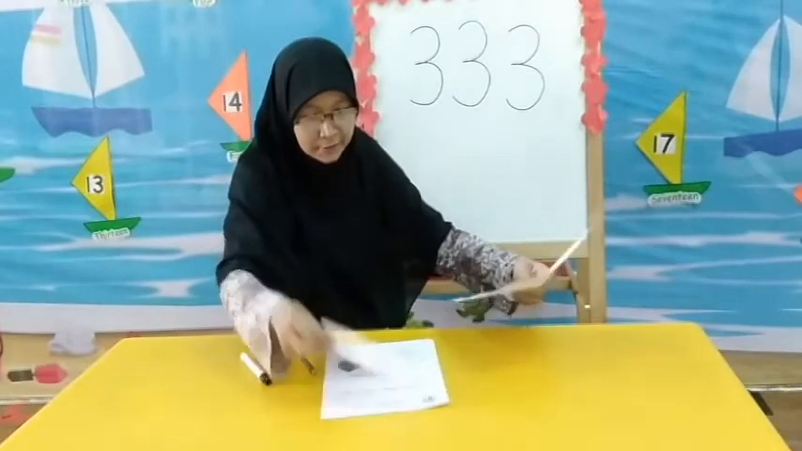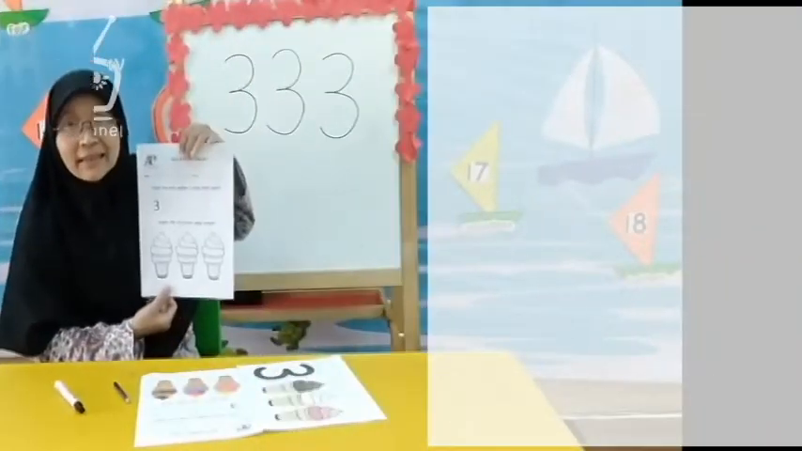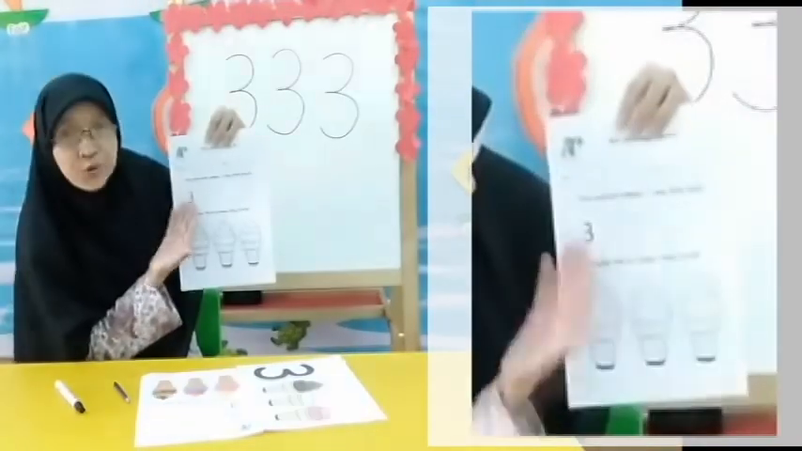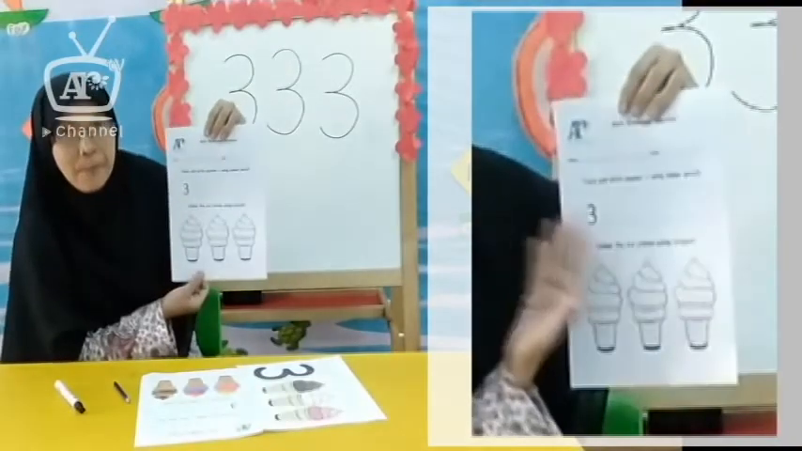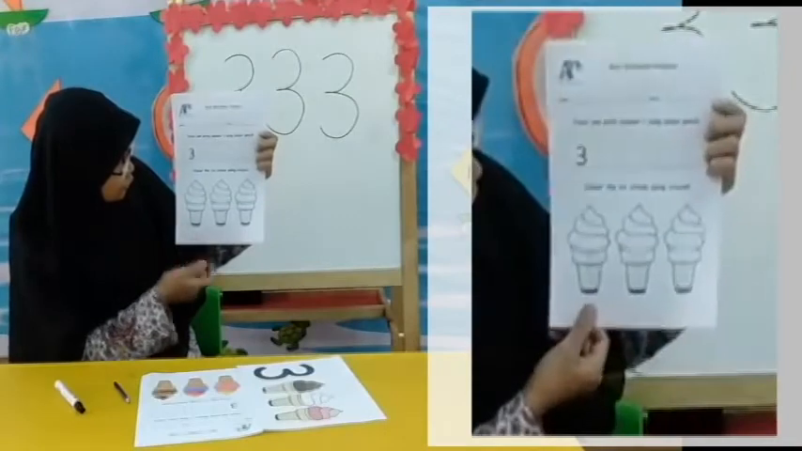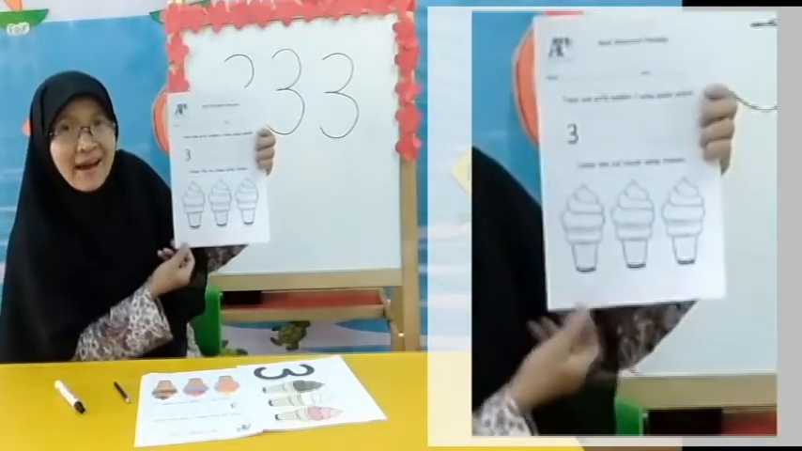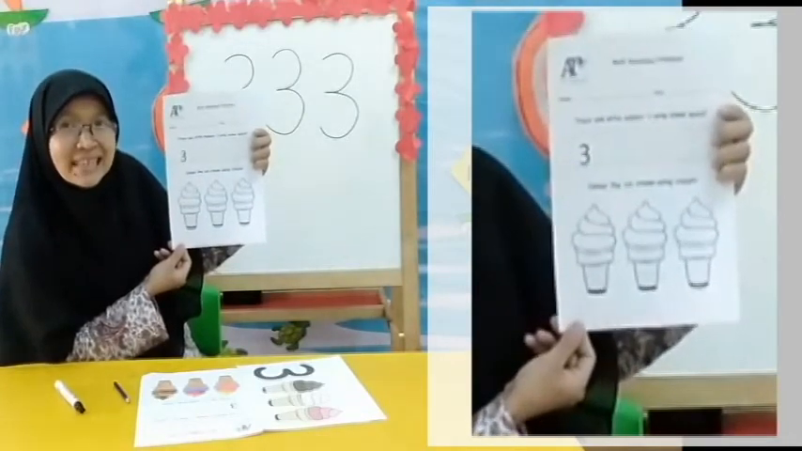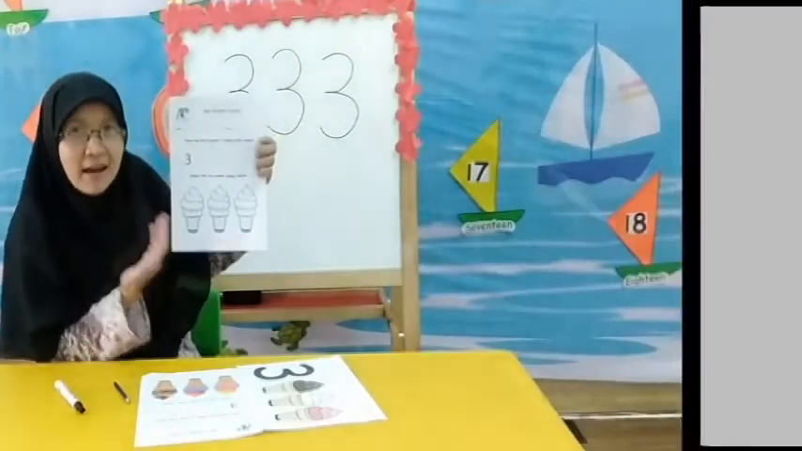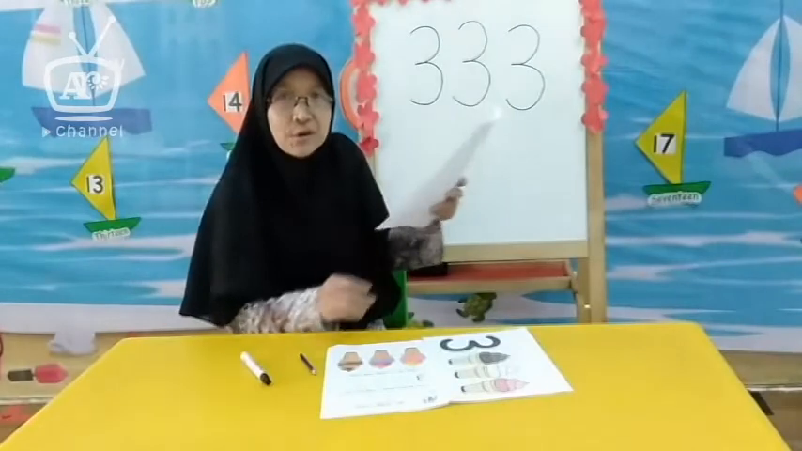And I have a worksheet. You have to trace the number 3 using color pencil. And you have to color this ice cream using crayon. Can you do this? Okay, good job. You can color this ice cream using crayon yourself.